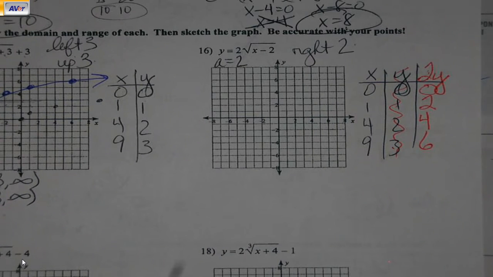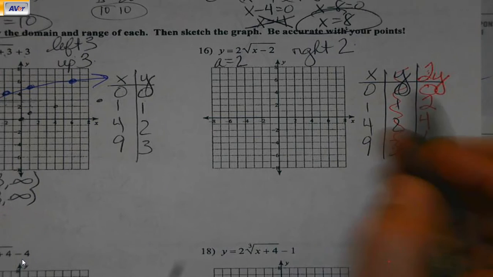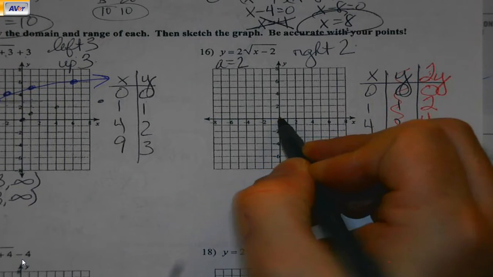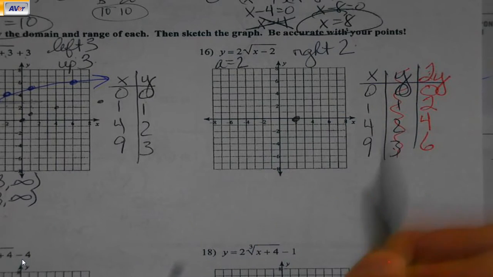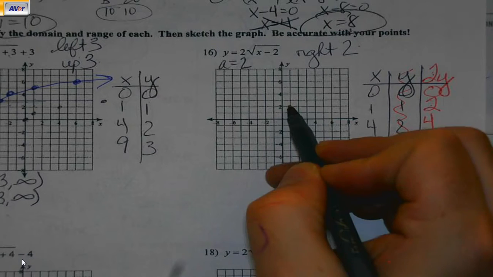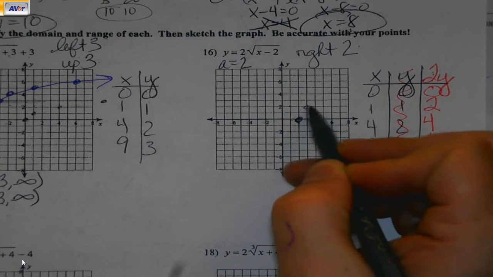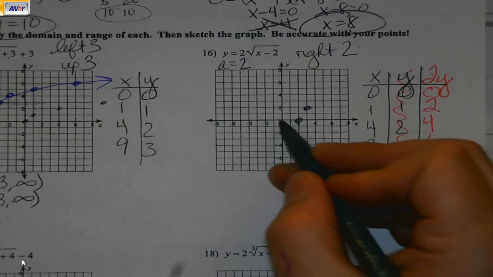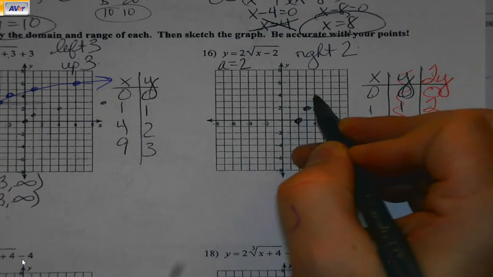And it's right 2. So, if we use the method we just talked about, my first point's at 0, 0. I'm just going to put my pen or pencil there. I'm going to go right 2. I'll put my dot. Now, my next point, 1, 2. Go right 2. My dot. 4, 4. Okay, there's my original point.